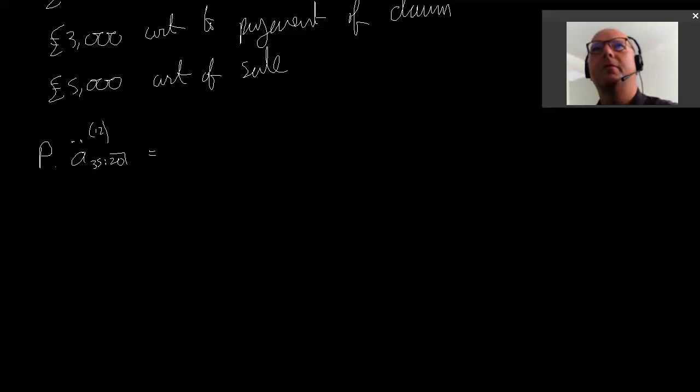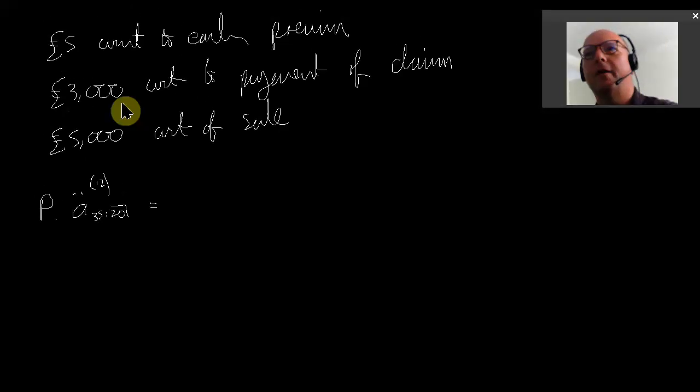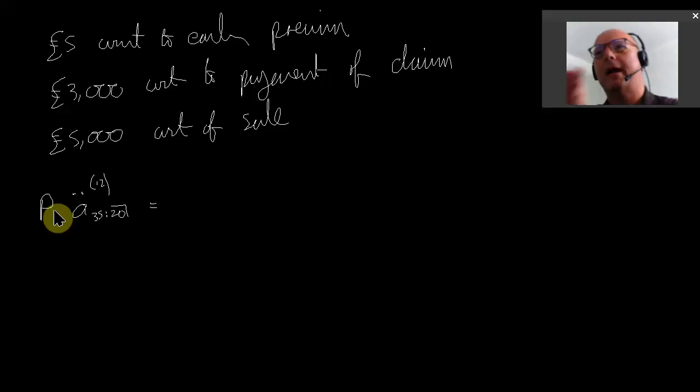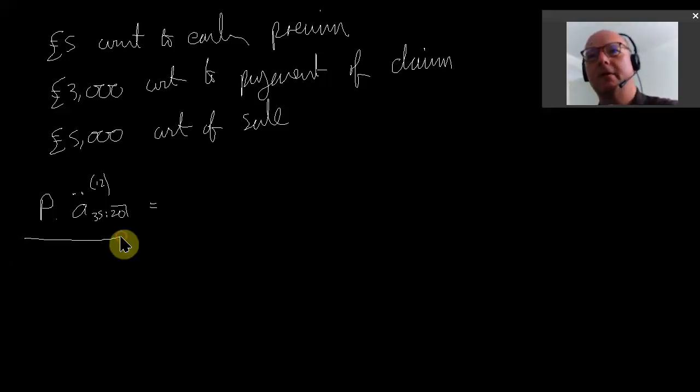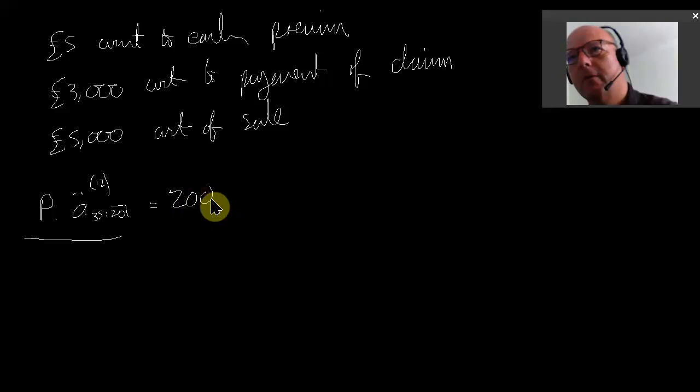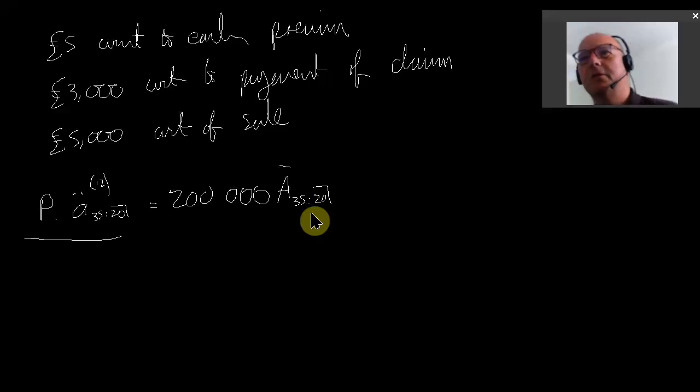You might get confused here and think there's a £5 cost of each premium, so I'll add that here. That's the wrong way to think about it. The right way to think about it is the premiums that come in from the policyholder have to pay for all the benefits and all the expenses. So you put the premiums on this side and you put everything else on this side. Well, let's start by putting the benefit on this side.